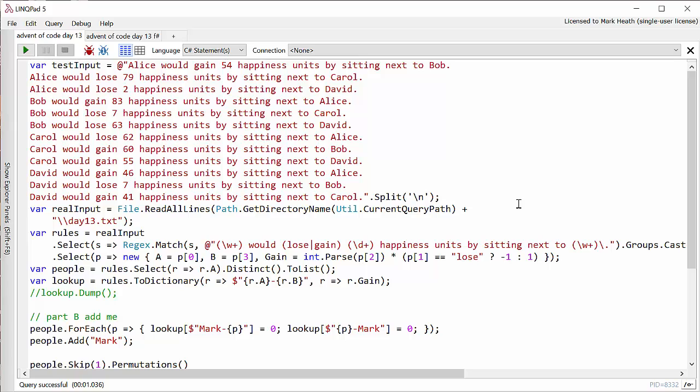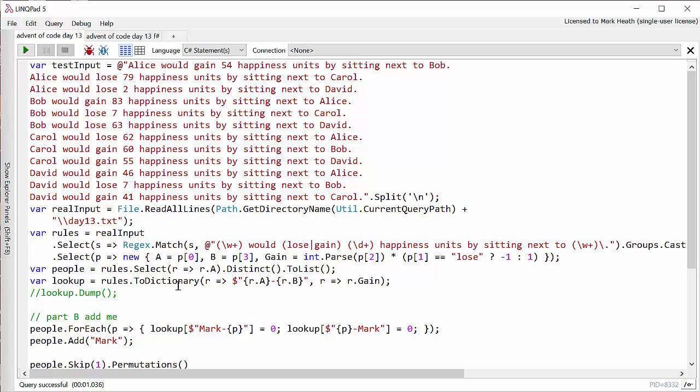So no real surprise that I started off with the test input. And that's usually a good idea, particularly on a problem like this with permutations. The test input will just run a lot quicker. Although, thankfully, in our real input, there weren't loads and loads of people at the table. There were about 8 people, I think, at the table. And what I do is I use a regular expression to parse out all of the relevant parts from each line. The two names, whether it's a loss or a gain, and how many happiness units.